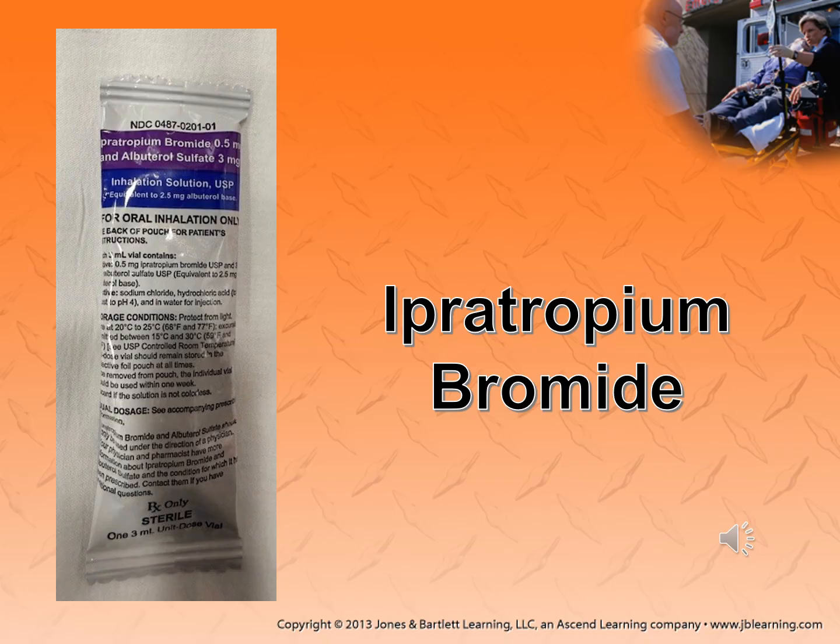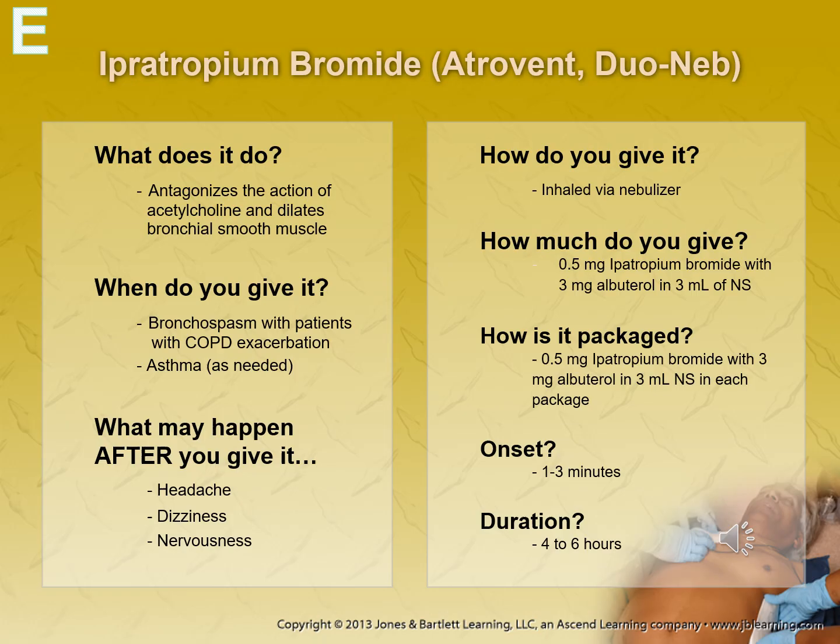Ipratropium bromide, also known as Duoneb, given at the EMT level. We also call it Atrovent. So it's an antagonist with the action of acetylcholine and dilates bronchial smooth muscle. We use it on our bronchospasm patients with COPD as well as asthma if needed. What happens after you give it? Again, headache, dizziness, and nervousness.